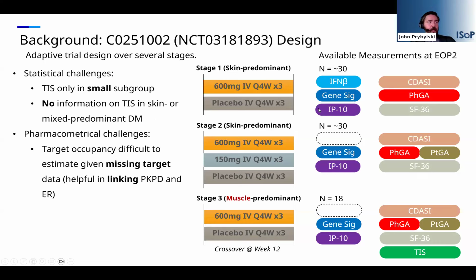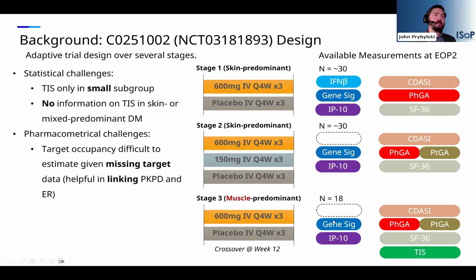Pharmacometrically speaking, we didn't have interferon beta concentrations. So if we wanted to somehow link PK/PD to the exposure response, which would of course be a nice way to consider all of the data, you'd have to overcome that as a challenge. So those are the challenges, and we're going to discuss how we overcame them.